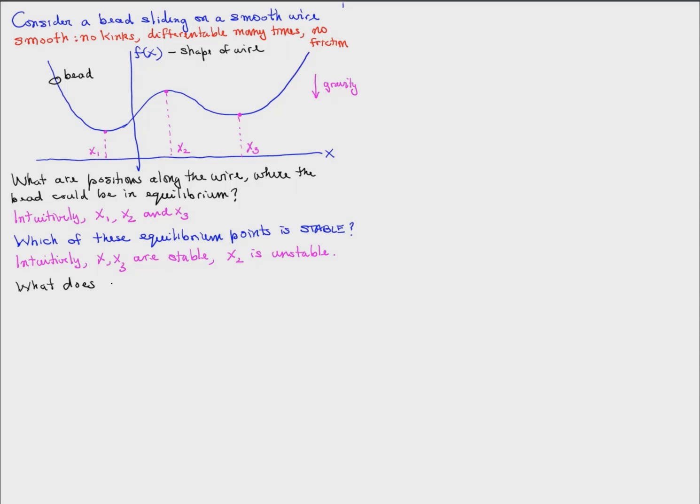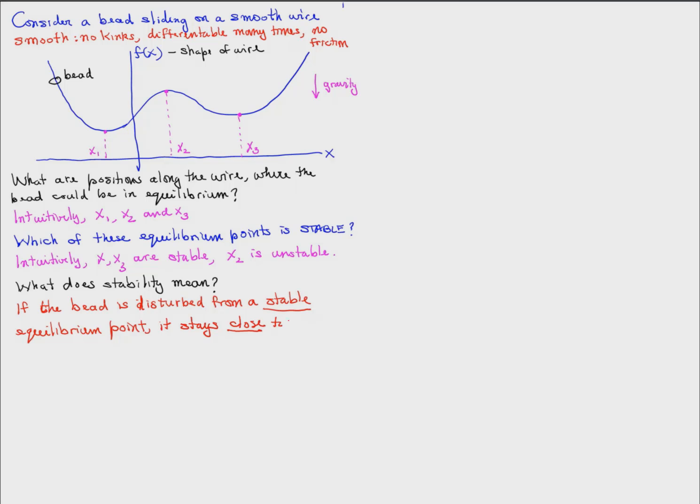So by means of intuition, what do we really mean by stability? We understand intuitively that if the bead is disturbed from a stable equilibrium point, then it stays close to the point. So if it's disturbed from x1, then it would stay close to x1. Whereas if it's disturbed from x2, then it would wander far away from x2. So we've talked about this intuitively, but let's look at it more systematically.